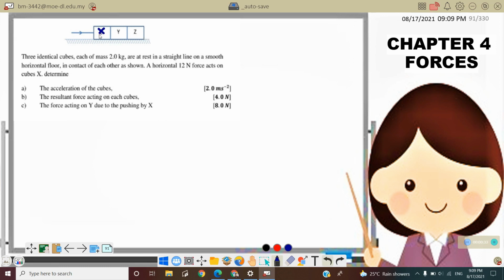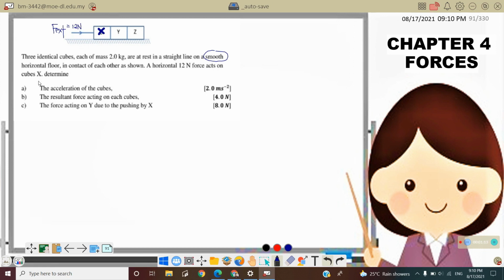X, Y, Z are at rest in a straight line on a smooth horizontal floor. The question also mentions that it's a smooth horizontal floor, meaning there's no frictional force. They are in contact with each other as shown. A horizontal 12 Newton force acts on the cube X. This 12 Newton here is our F external force, a pushing force pushing on the block X, and the external force here is equal to 12 Newton.